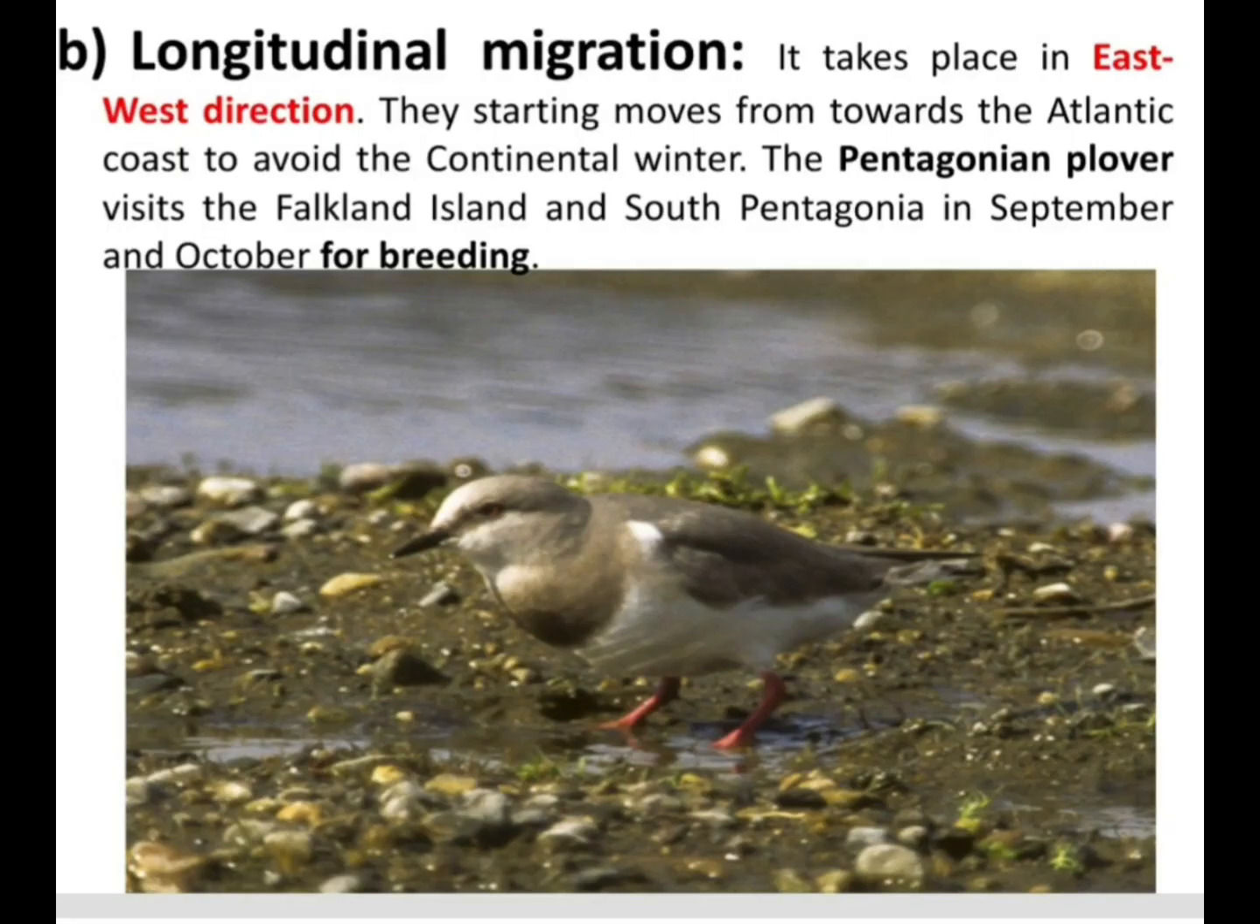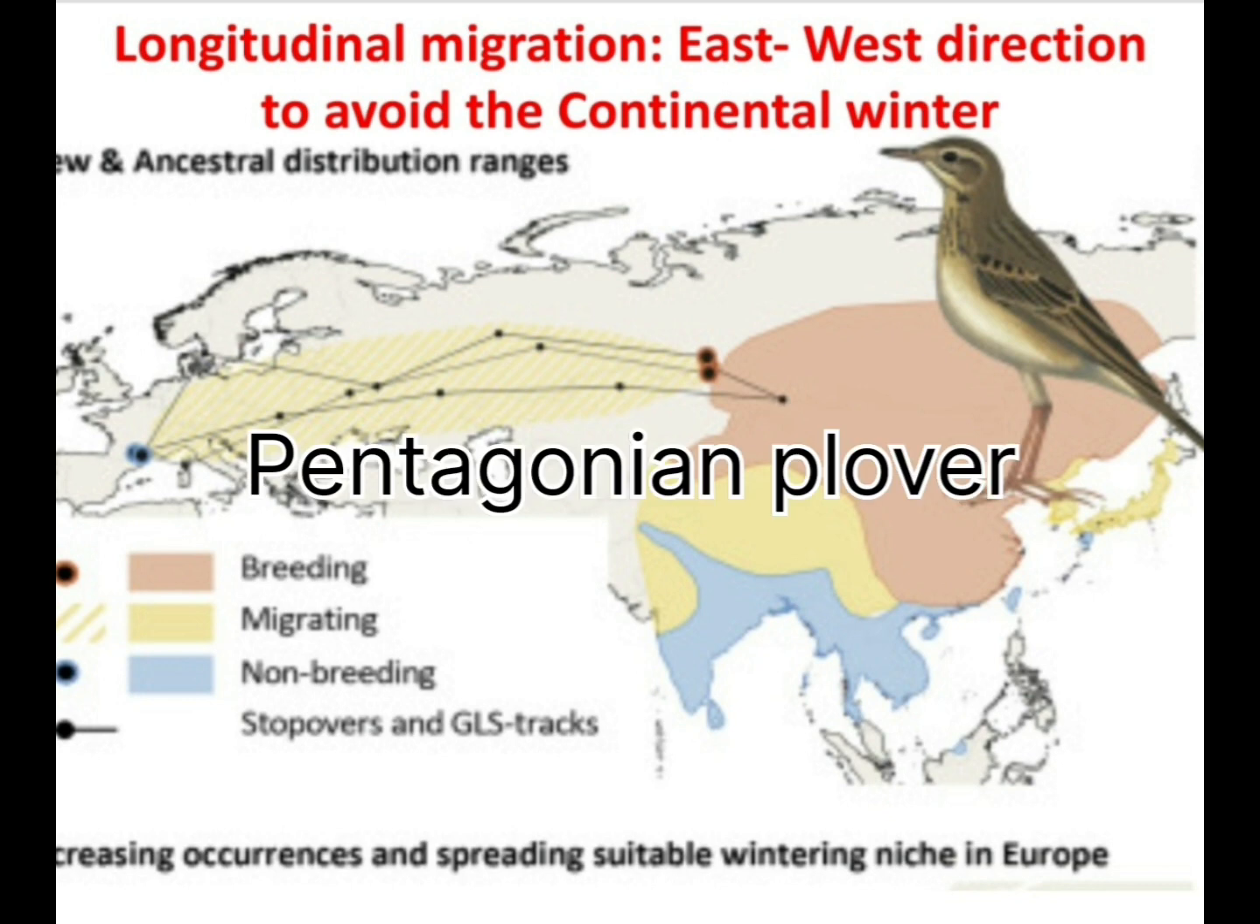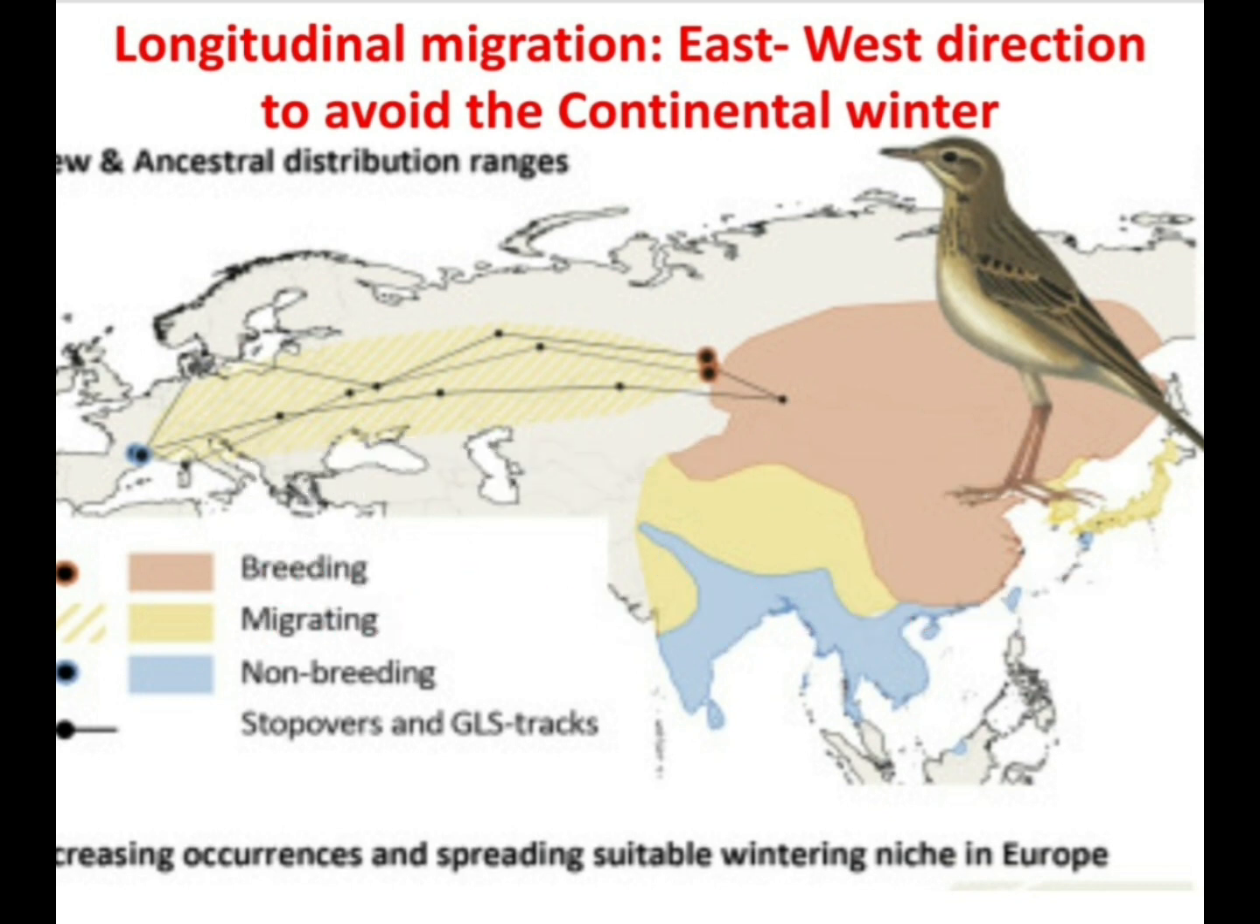The second type is longitudinal migration. It takes place in the east-west direction. They start their journey towards the Atlantic coast to avoid the continental winter. The best example is the Patagonian plover, which visits the Falkland Islands from the Siberian region to avoid the continental winter.